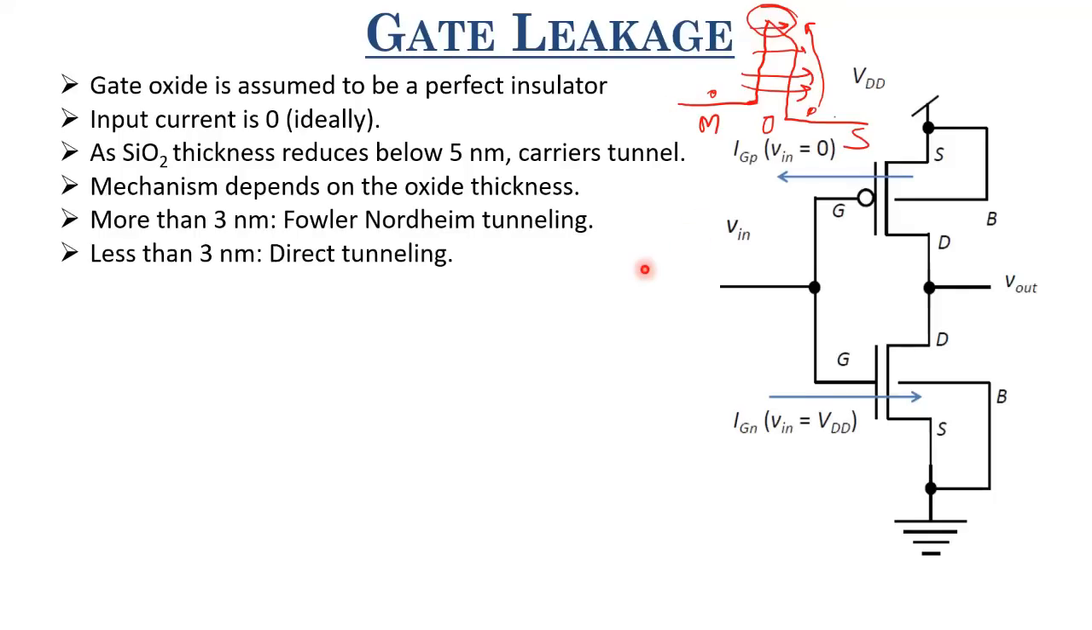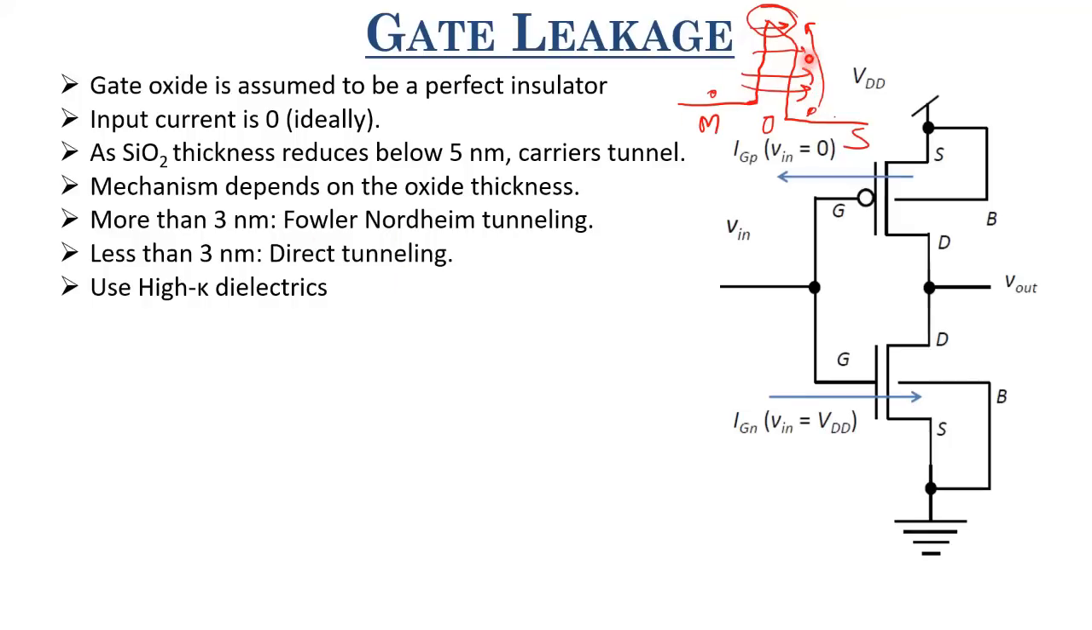However, if the thickness is less than 3 nanometers, I mean, if this thickness is pretty thin, if it's pretty small, then all the electrons throughout this barrier can tunnel. And that is called direct tunneling. So in direct tunneling, all the electrons can tunnel from here to here.